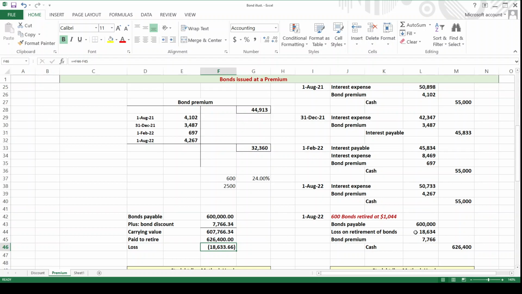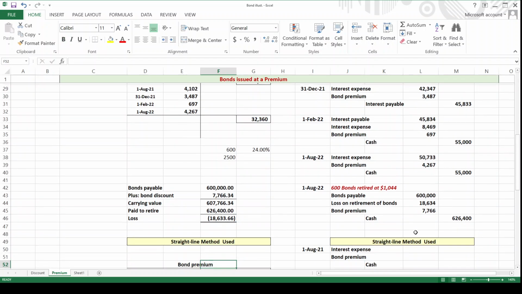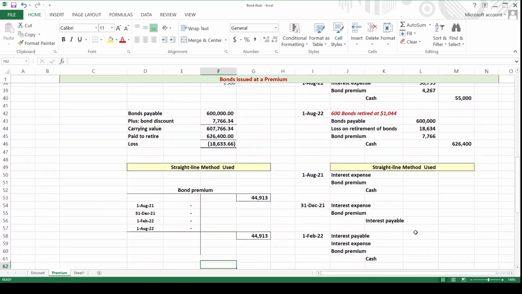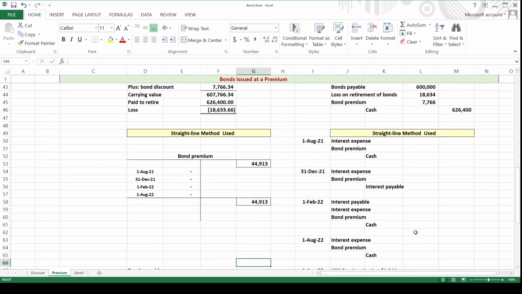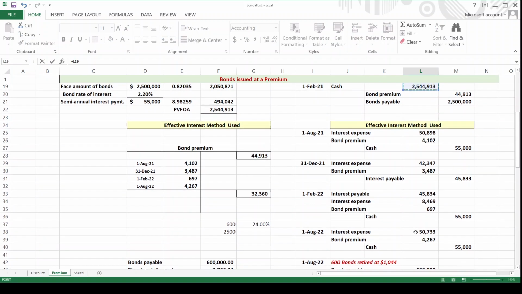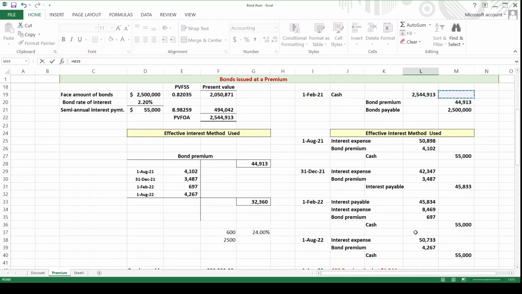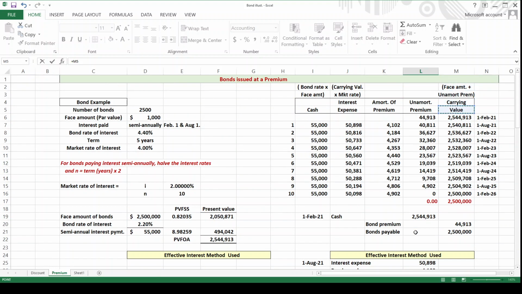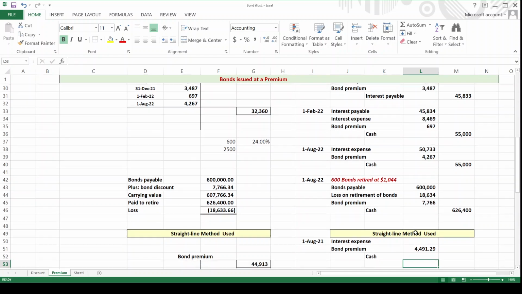There you go. Okay, so that's bonds issued at a premium using the effective interest method, and the last thing we do is going to be the straight line method. So let's try this. It's going to be 10 payments, right? So again, we're going to take the beginning balance. We steal that balance over here, 44,913, and divide by 10. That's going to be our amortization of the premium.